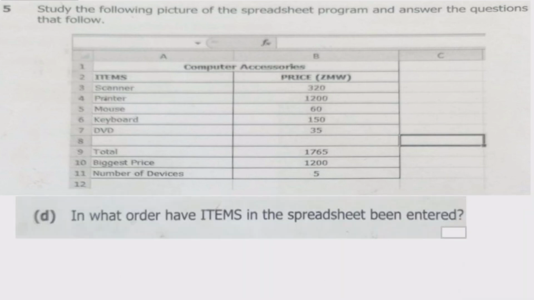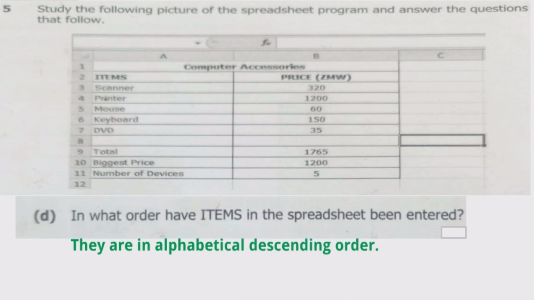Okay, so we come to question 5D. In what order have the items in the spreadsheet been entered? When you go back to the diagram and look at the items, they are in alphabetical order, in descending order.